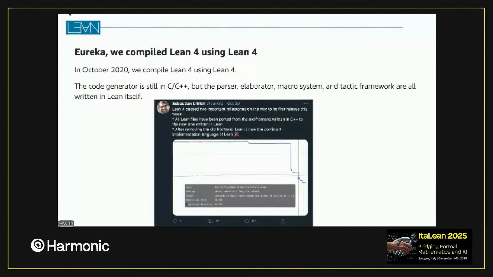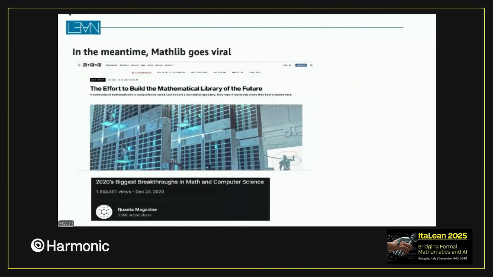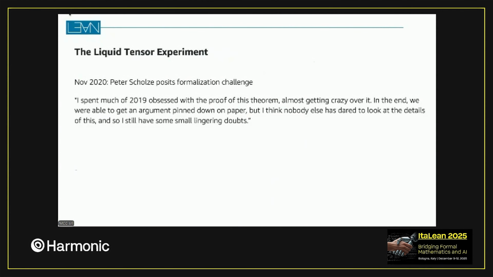It's impossible to explain the excitement of this day, when we managed to compile Lean using Lean itself. Meanwhile, Mathlib is getting a lot of traction. There's an article saying Mathlib is the math library of the future. Lean and Mathlib are selected as one of the breakthroughs in math and science by Quanta magazine.